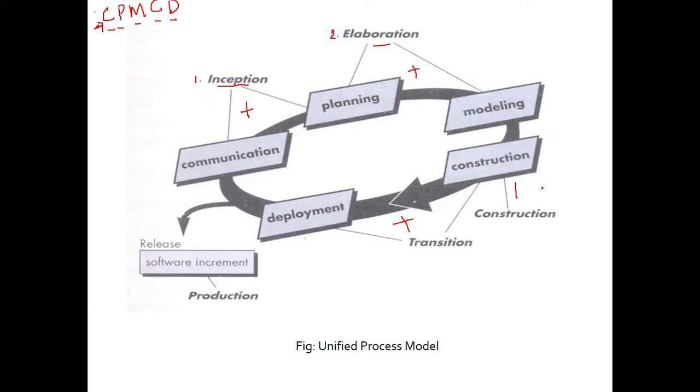Then only construction, this is your third phase. Then combining construction and deployment, this is going to be the fourth phase. There are four phases. Now at the end of this transition phase you're going to have a fully workable software. So the last phase will be the production phase. The production phase is the extra phase after the software is being developed.